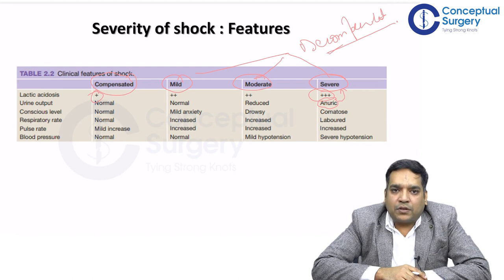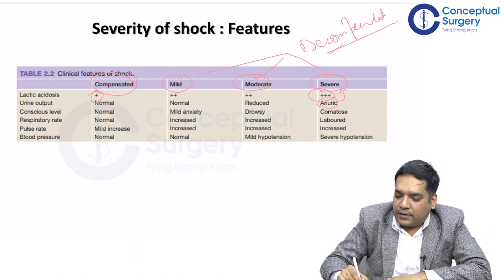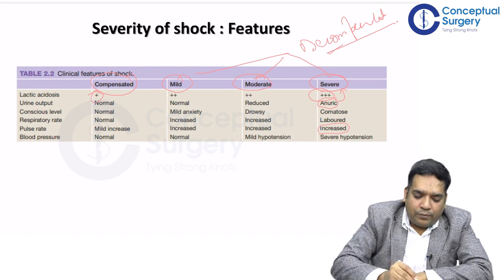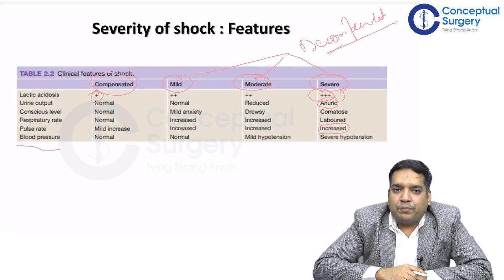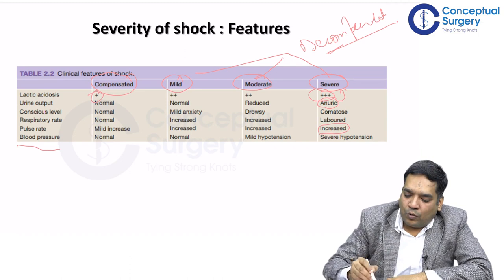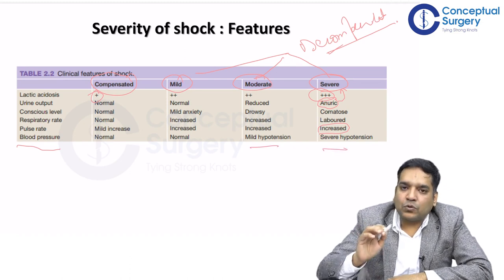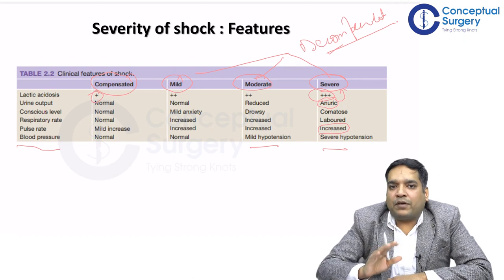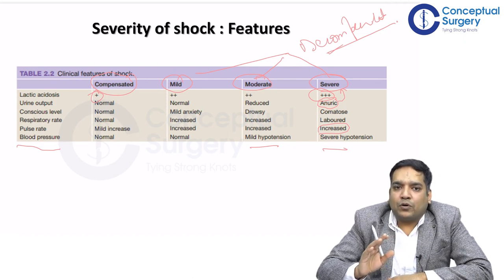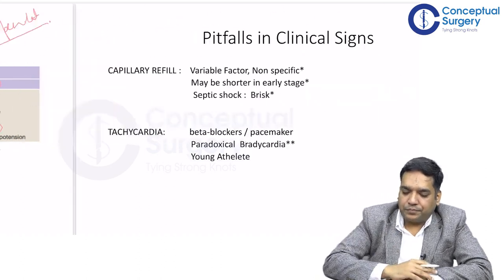Respiratory rate in compensated shock will be normal. It will be increased in mild and moderate, and there will be labored breathing in severe. In pulse rate, tachycardia is present in all four forms. There will be a mild increase in pulse rate in compensated, and there will be a greater increase in the severe form. So this is a very important point, BP. It is seen that BP behaves normally in compensated and mild shock, whereas it gets lowered in moderate and severe. So just remember that normal BP doesn't mean the patient does not have shock, because BP is the last parameter to get deranged. Just remember this.